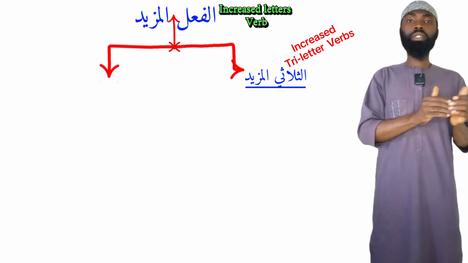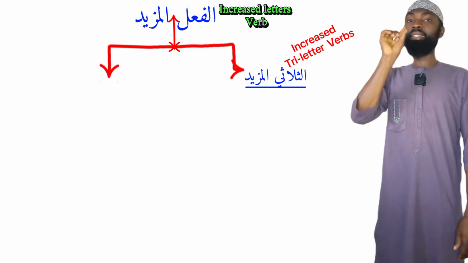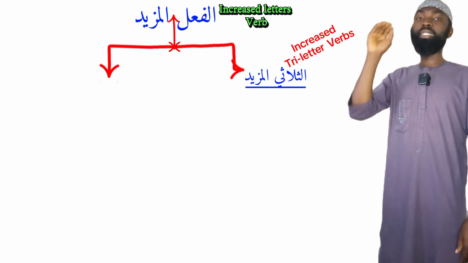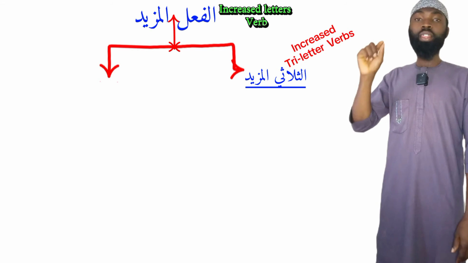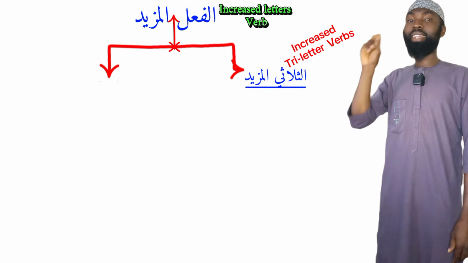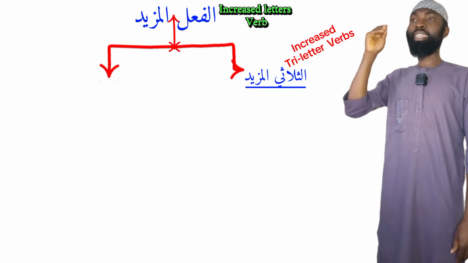Recall that when we were in mujarrad, we said we have three-letter words, where we brought six awzan. These scales could be increased with some letters. That's what we call al-thulathi al-mazid, the tri-letter verbs which have been increased.